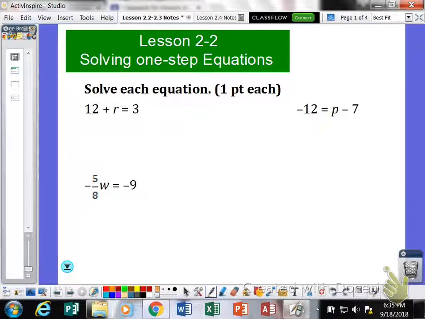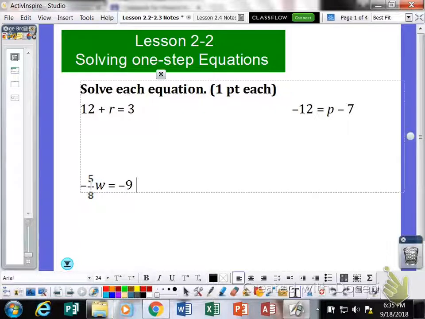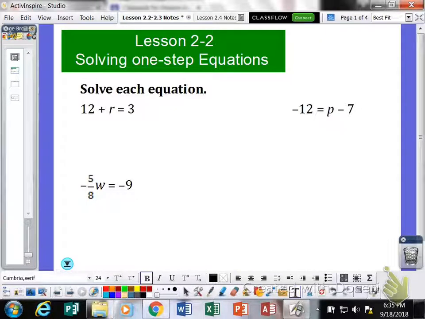In this lesson, we're going to solve one-step equations. So we're only going to use one step to get the variable. Remember that we want to get the variable by itself, so we need to get rid of everything else that is with the variable. So in the first one, I want to get r by itself.